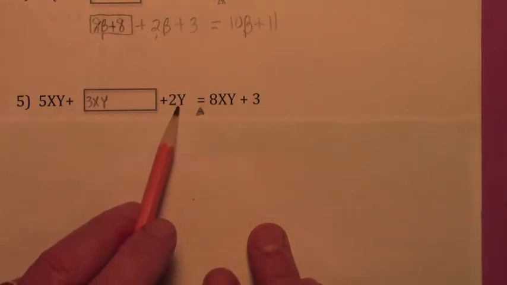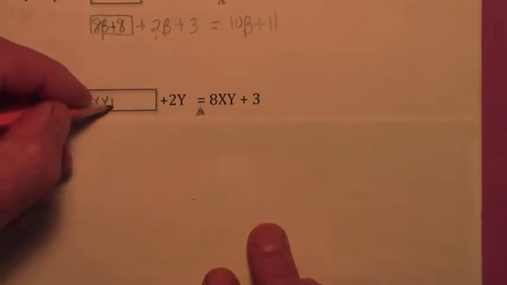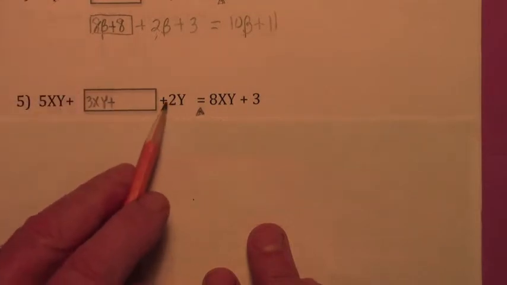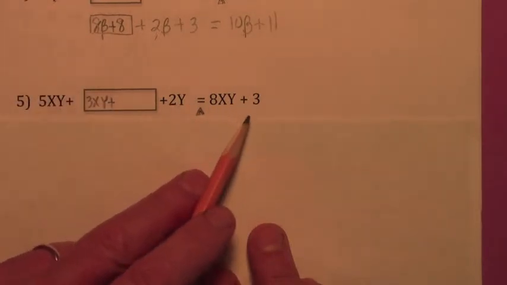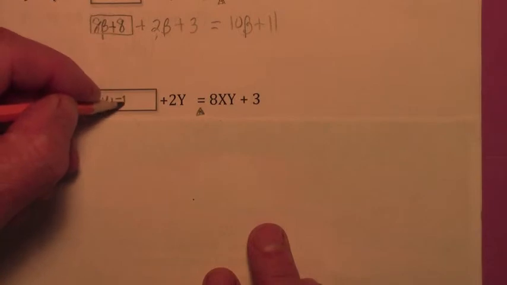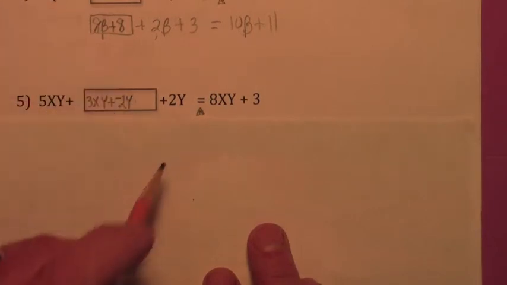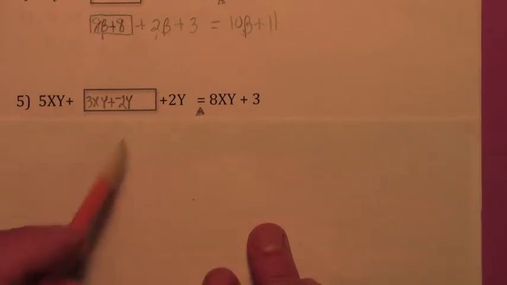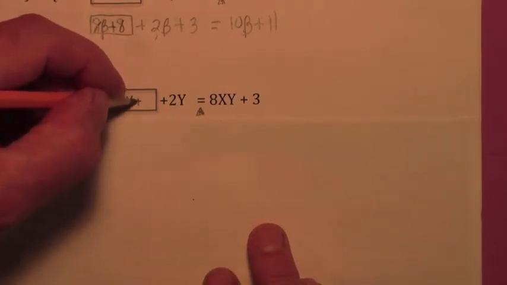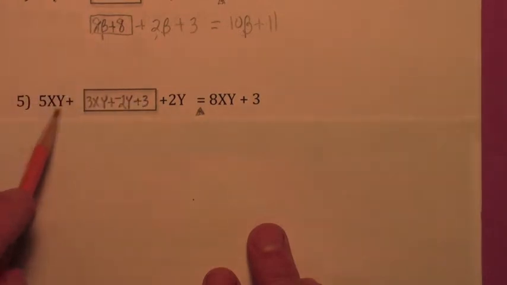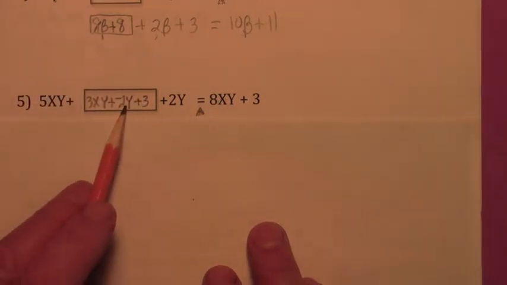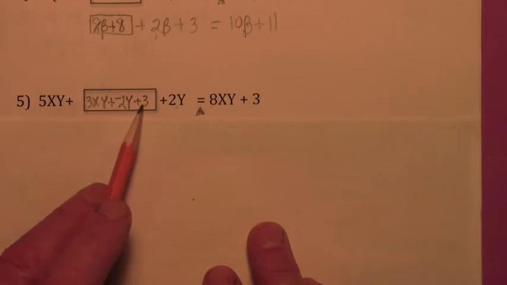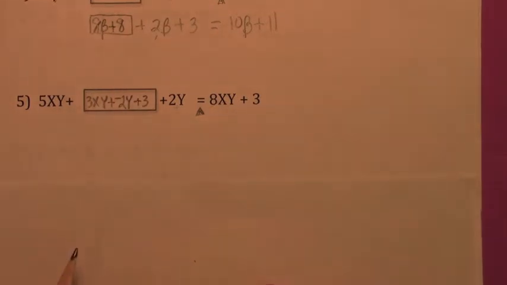But there's 2y here. Gee, I sure wish there was something I could add inside the box that would get rid of that 2y since I don't have any here. How about negative 2y? That would do it, wouldn't it? Negative 2y. I'm not done. I still have to have a 3 on both sides. I have a 3 on this side. I don't have any numbers on this side, so I have to put a 3 on here too. Go ahead and check it now. The xy's add up to 8xy. The negative 2y cancels with this one, and then you have 3, so it works.